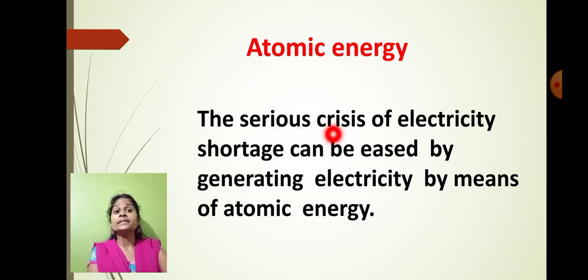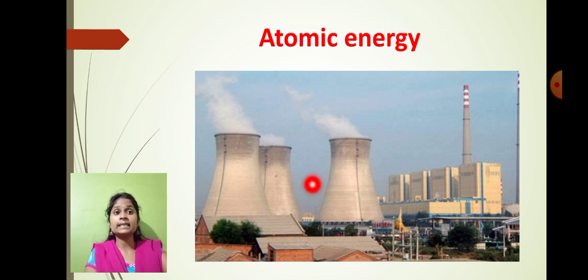You all know that the serious crisis of electricity shortage can be eased by generating electricity by means of atomic energy only. Whatever electricity shortage or load shedding we have right now can be easily reduced by using atomic energy, where we can use heavy elements to create electricity. This is how exactly an atomic energy plant looks.